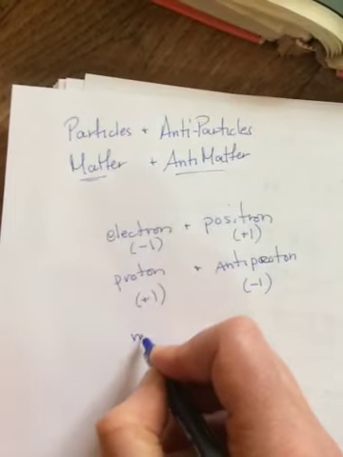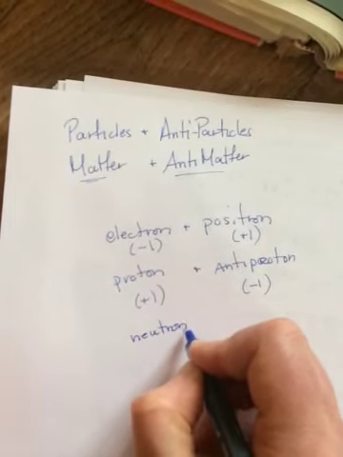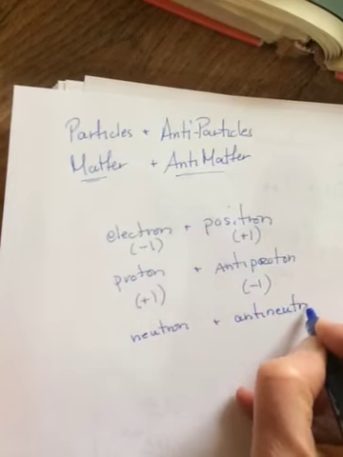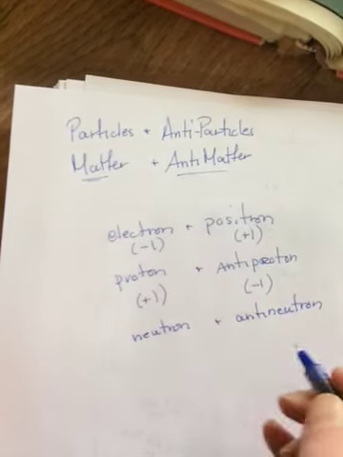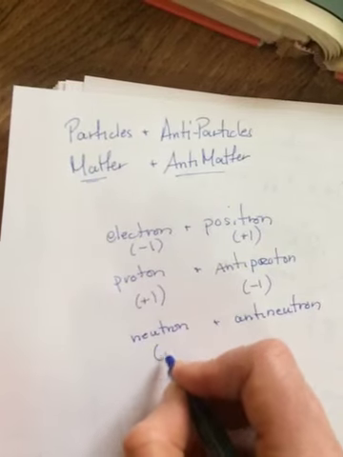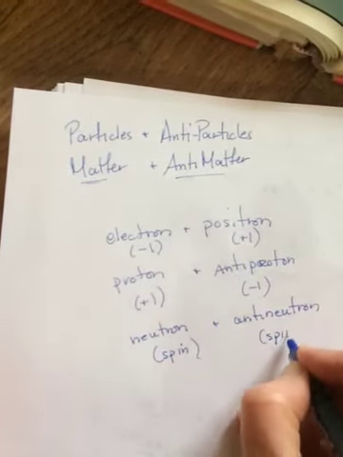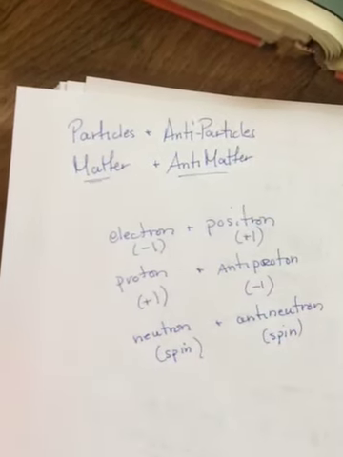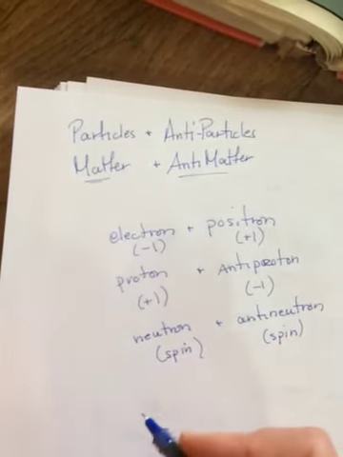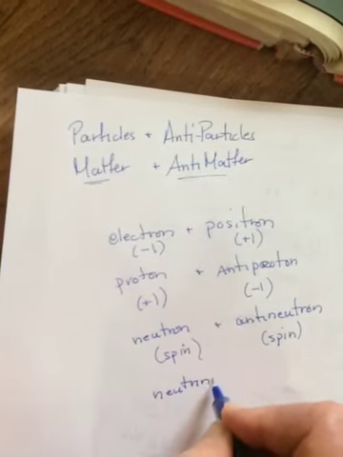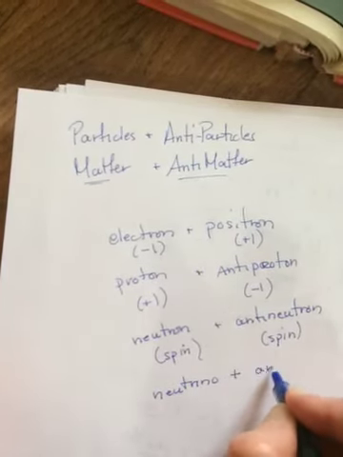Okay? Now for a neutron and the antineutron, it can't be opposite charge because a neutron and an antineutron are neutral, so it's opposite spin for them. A neutrino and an antineutrino would be the same. It would be the opposite spin as opposed to charge.